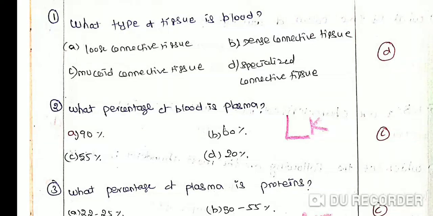What type of tissue is blood? Option A, loose connective tissue. Option B, dense connective tissue. Option C, mucoid connective tissue. Option D, specialized connective tissue. The correct answer is option D, specialized connective tissue.